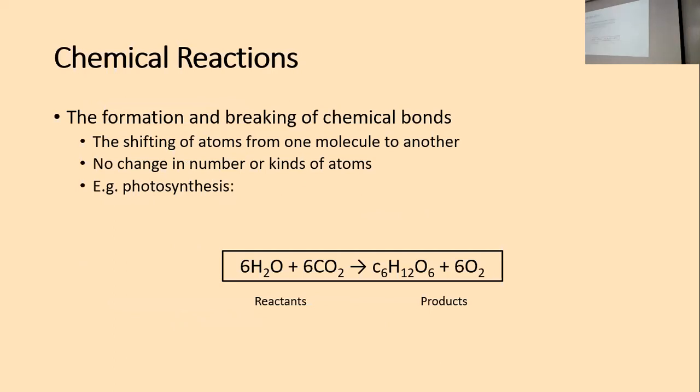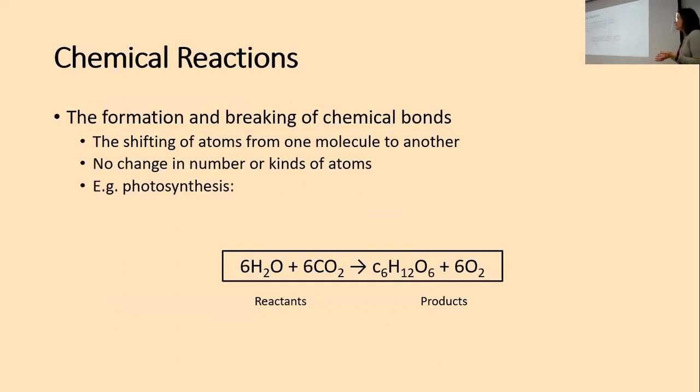Now, we've made molecules. We can describe molecules and the bonds that they're making. And so when we start mixing compounds, right, we're going to start making and breaking these bonds, these covalent and ionic bonds. Right? And the formation and breaking of chemical bonds is called a chemical reaction.